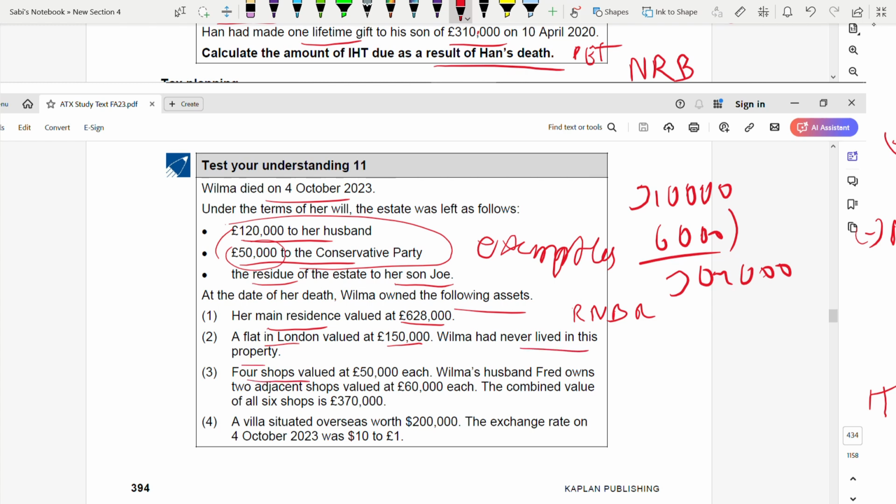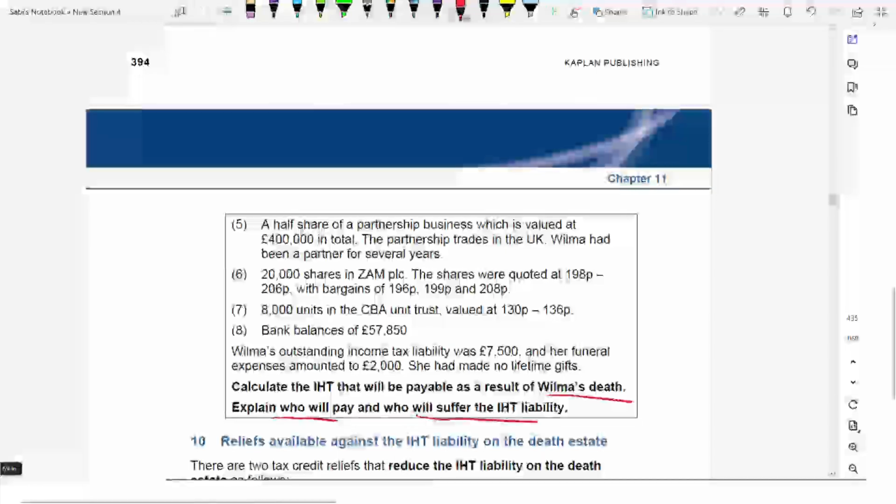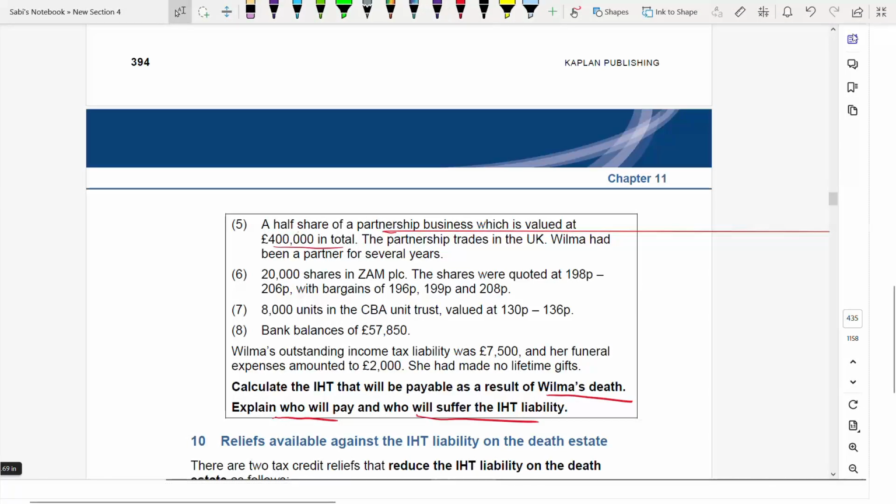Four shops, 50,000 each. Wilma's husband Fred owns 2 adjacent shops valued at 60,000 each. The combined value of the 6 shops is this. This is for related property. A villa situated overseas, 200,000. The exchange rate is this much. Fifth one, half share of the partnership business, 400,000 in total. Partnership in the UK. Wilma had been a partner for several years. 20,000 shares. Shares were quoted at this much. Bargain was given. Unit trust.